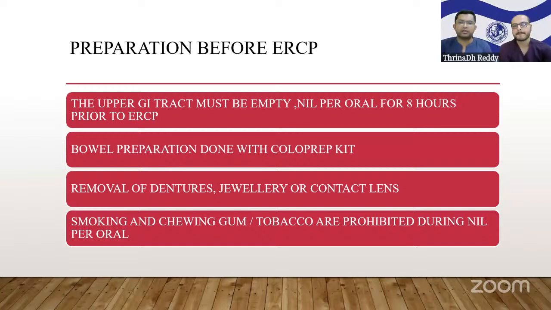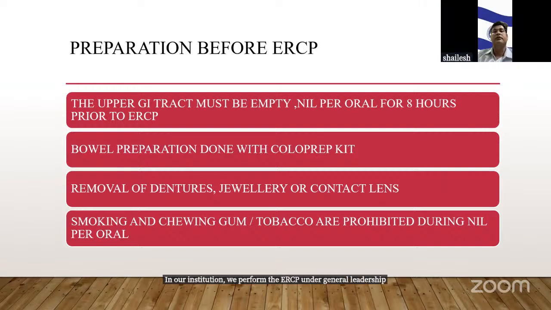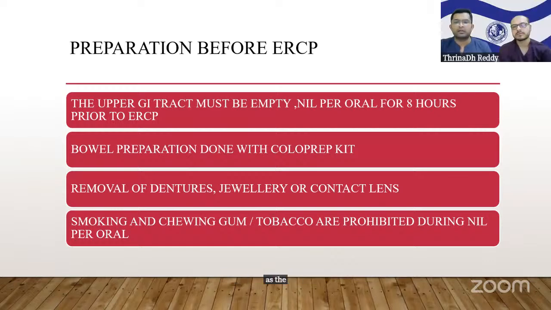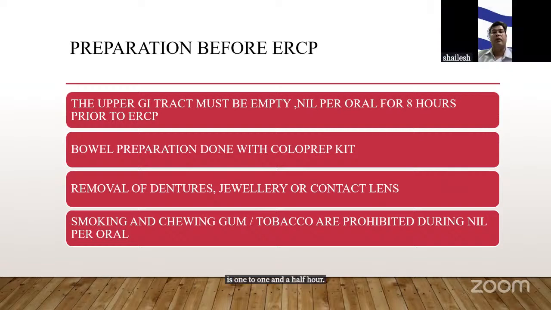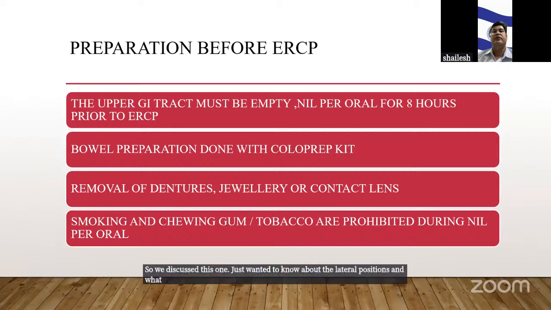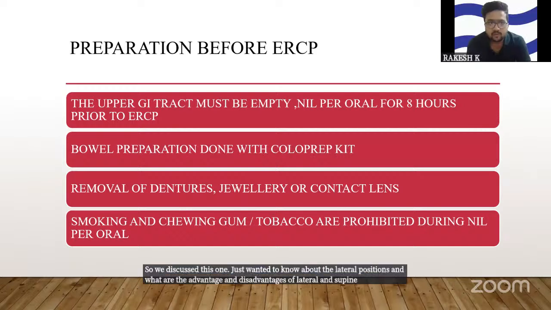In our institution, we perform the ERCP under general anesthesia with endotracheal intubation, sir. Okay, fine, as the duration is 1 to 1.5 hour. So we discussed this securing one. Just wanted to know about the lateral positions and what are the advantage and disadvantage of lateral and supine positions, and what patient you will select in that positions.